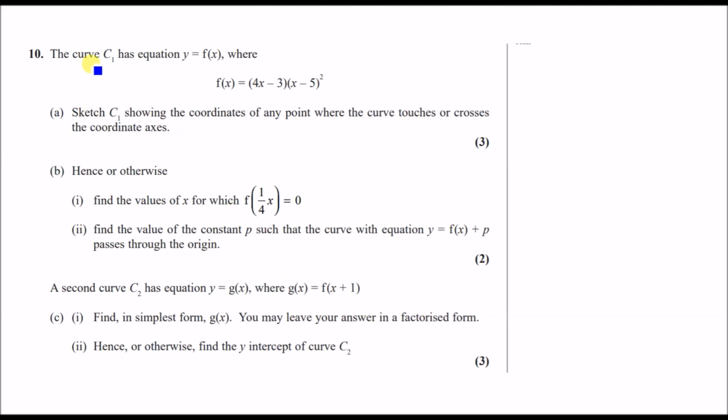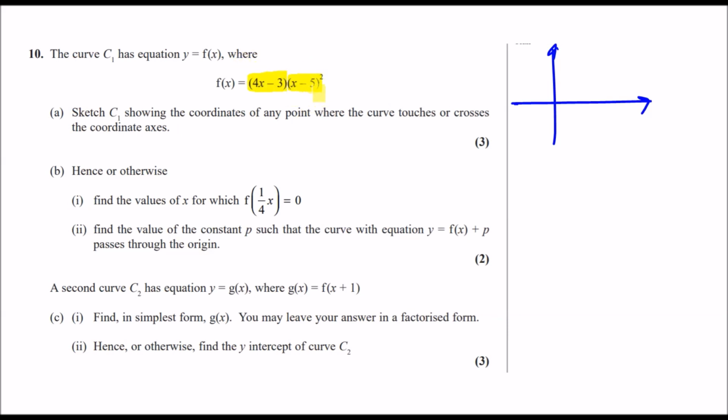Alright, number 10. So curve C1 has equation y equals f(x), yeah? Now, part A: sketch this curve showing the coordinates of any point where the curve touches or crosses the coordinate axes. Alright, so as it says, we just draw our xy axes, and we just need to know where this cubic curve is. We know it's cubic because you've got a linear term here and you've got 2 linear terms here because it's squared.